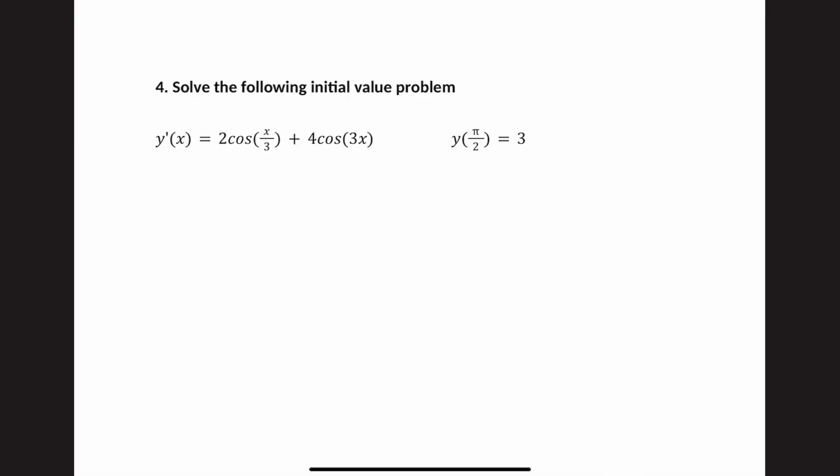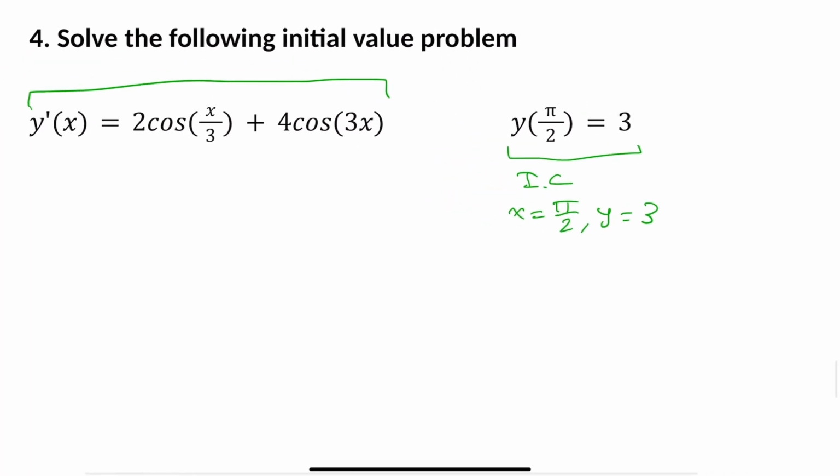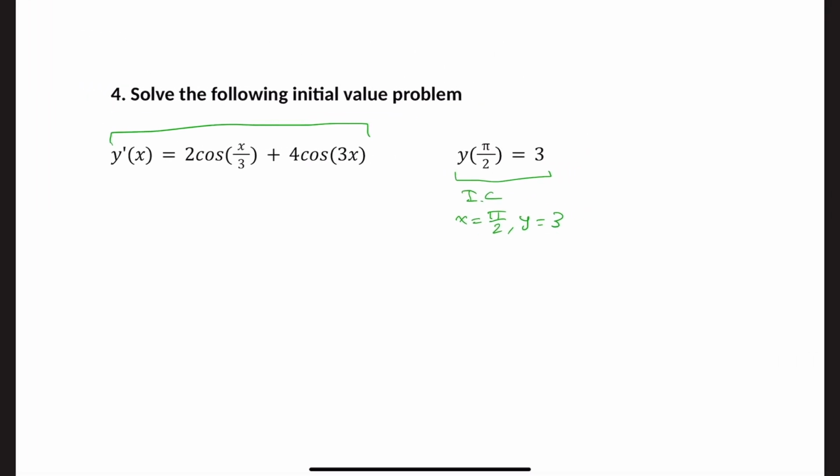In this last example, we have this question where it says to solve the following initial value problem, where we have this differential equation and this initial condition, where when x is equal to pi over 2, our y value is equal to 3. And so to find our antiderivative y of x, we just have to take the integral of this.